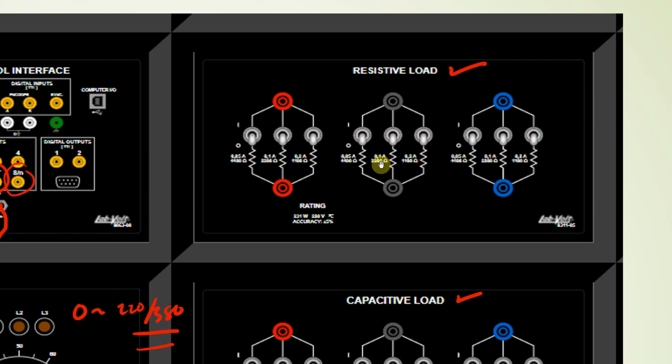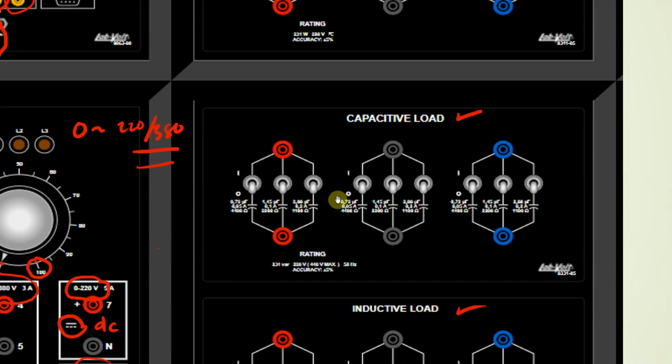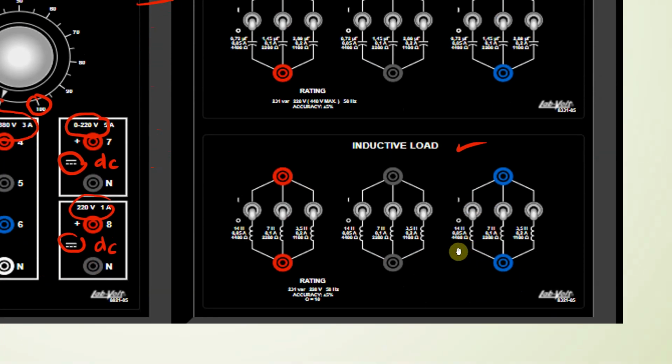Now, if I want 2200, I can just switch this one off, switch this one off, and switch this one on, because this is the 2200. If I want a parallel combination of 2200 and 1100, I will just switch on both of them, and this one will be off. And notice, this is also the same here. In the capacitive load, we have a toggle switch, and here also, and for the inductive load.